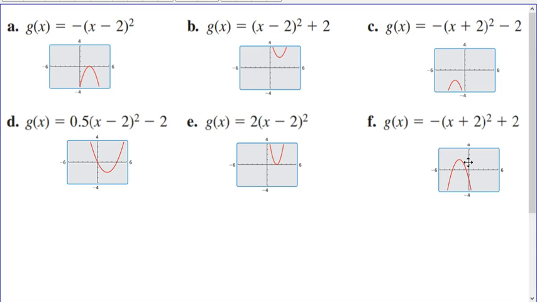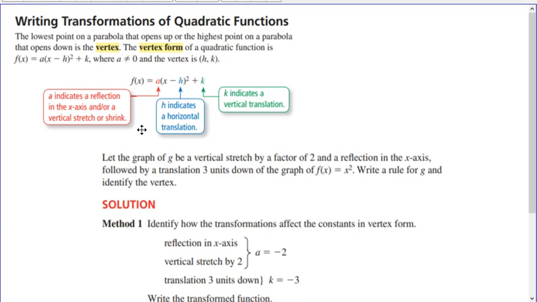Negative in front, yes, it opens down. Plus 2, it needs to be moved left 2, that's good. Plus 2 on the outside means it needs to move up 2, and that's good. Okay, well done, guys. And next, we have this one.